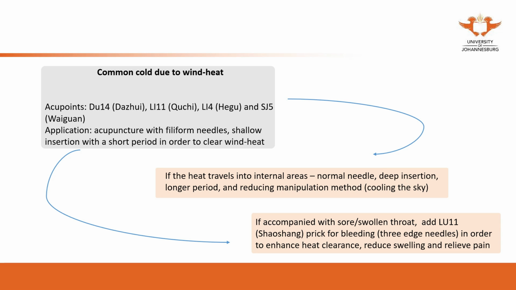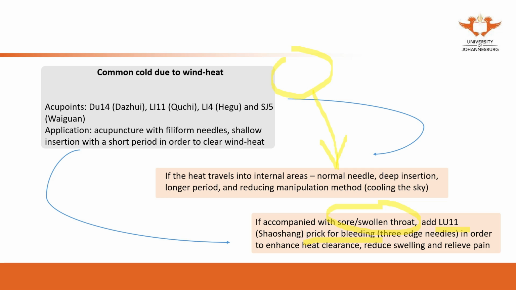And if the patient is accompanied by sore, swollen throat, at Lung 11 we can use the prick for bleeding technique. This can help enhance the effects, especially to relieve the sore throat. If after a few days the patient isn't healed, the heat travels into the internal organs, so the superficial syndrome becomes an internal syndrome.